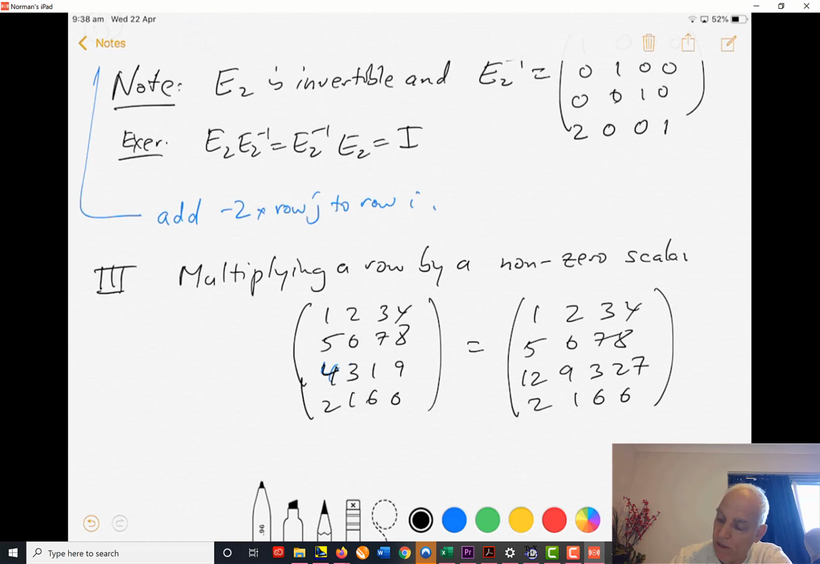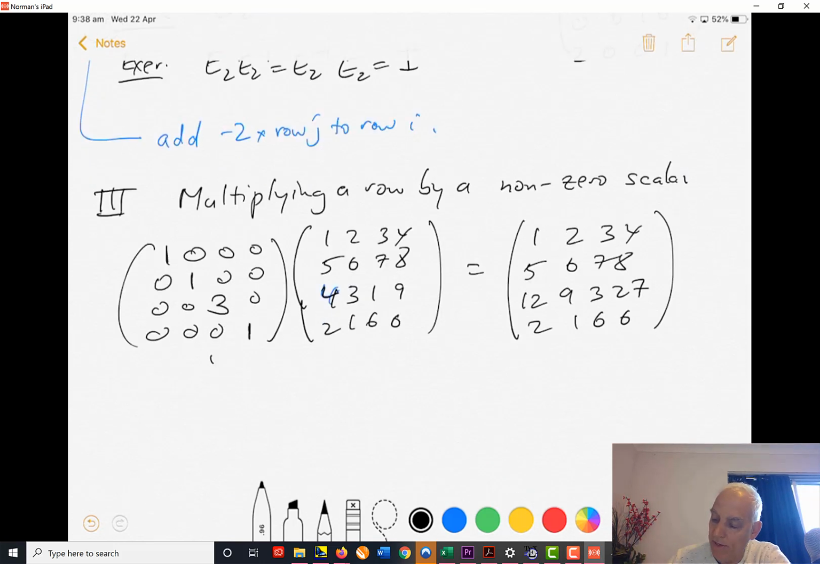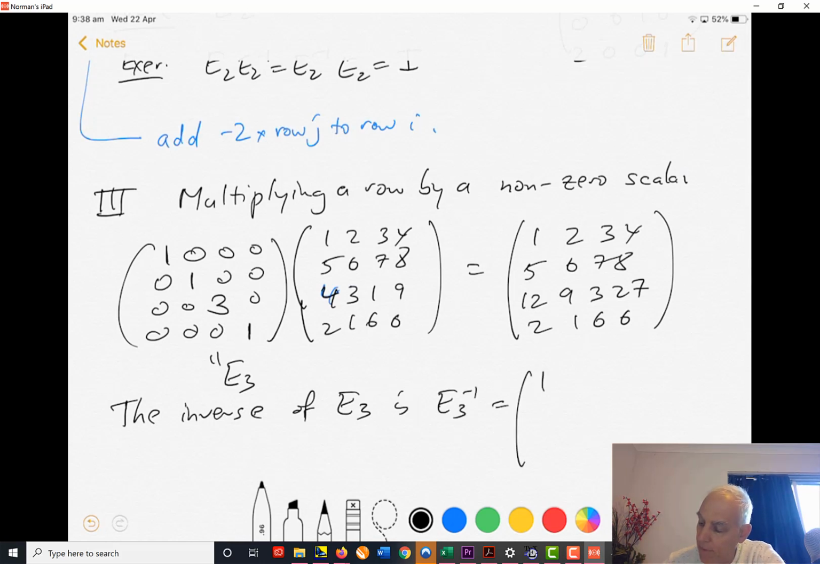So how do we do that? What do we have to multiply over here by? Well, it's actually pretty simple. We're just going to multiply by the identity matrix modified so that the third entry along the diagonal is 3. And so we could call this thing E3, and pretty clearly the inverse of E3, E3 inverse, is the same kind of thing, but having the inverse of that multiple in that same position.